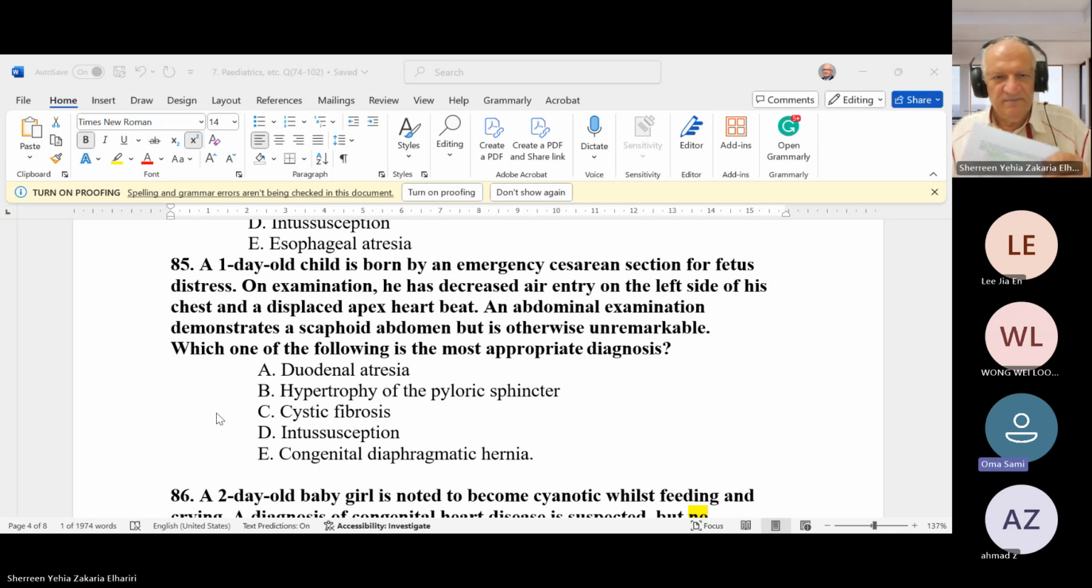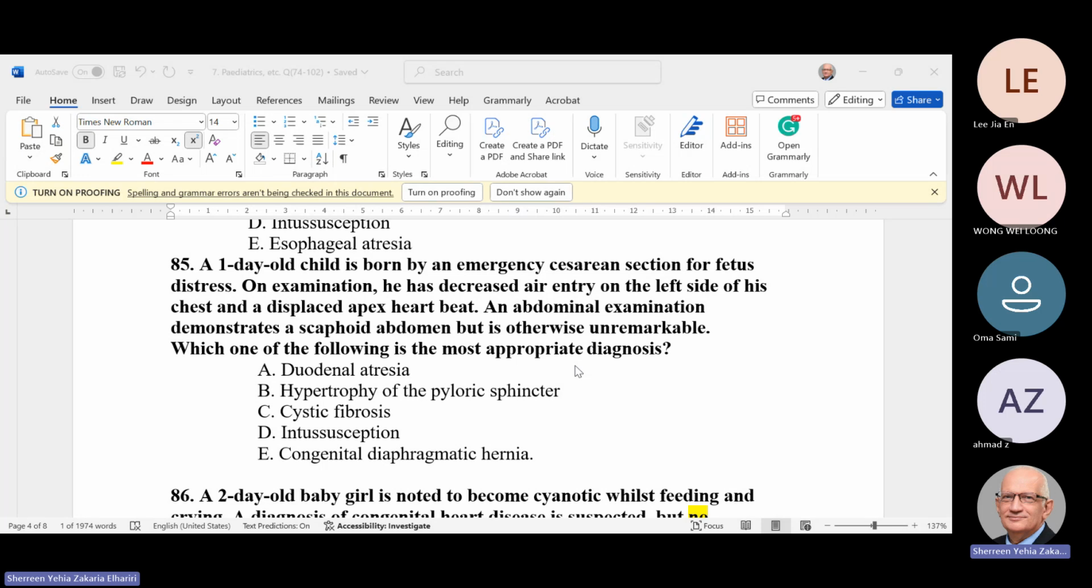Congenital diaphragmatic hernia. Yes, so it is diaphragmatic hernia. He doesn't mention which type of hernia, so that is good. So it is congenital diaphragmatic hernia. Again, if it is posterior, it can be Bochdalek hernia. If anterior, it can be Morgagni. Of course, cystic fibrosis is another disease, and it can cause meconium problems and have a special character in the lung after that.